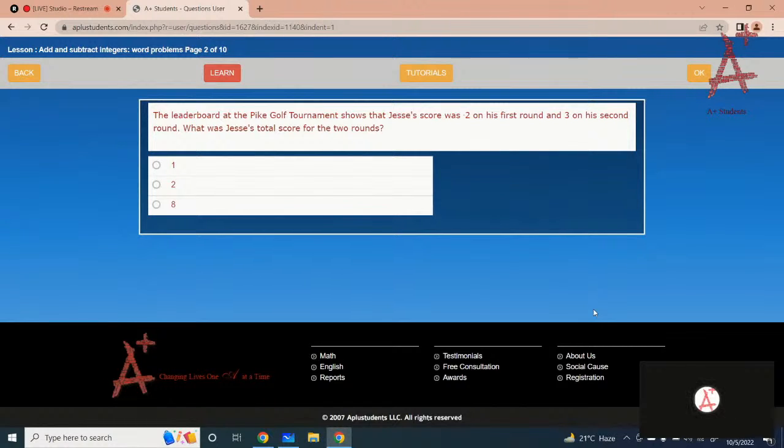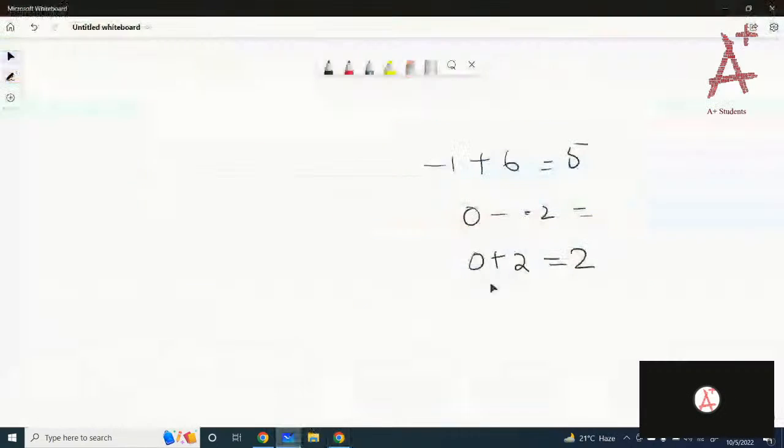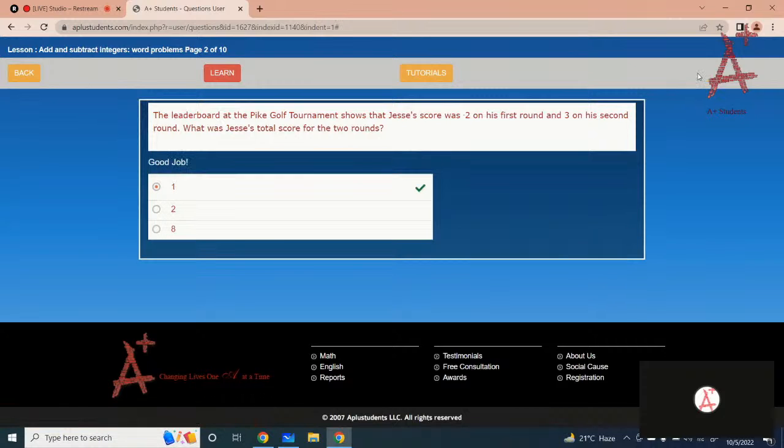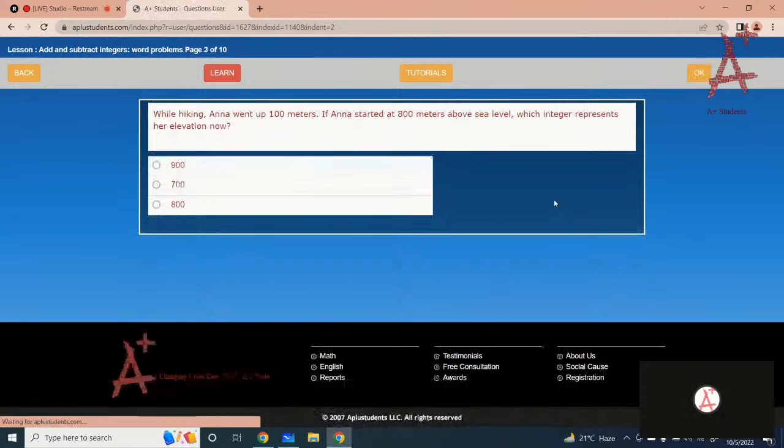So you have to add -2 plus 3, which is 1. Very good. So 3 minus 2 is 1. That means the total score is 1. Very good. Select the correct option and click on the OK button. Yes, it is 1.